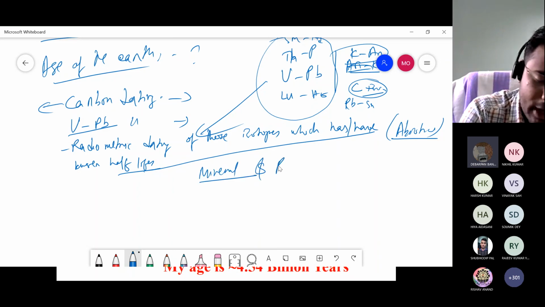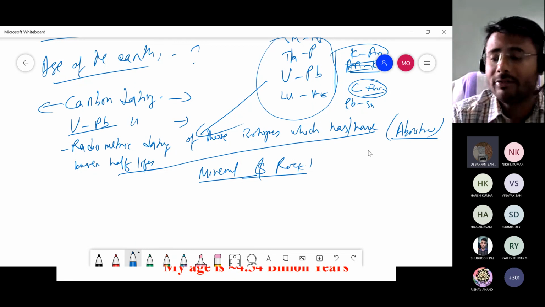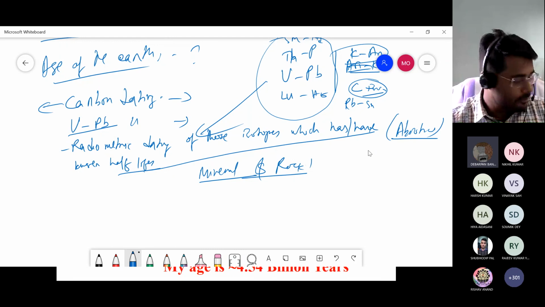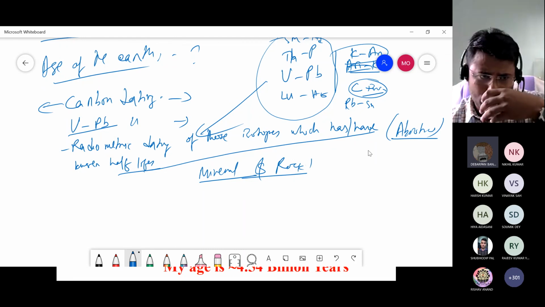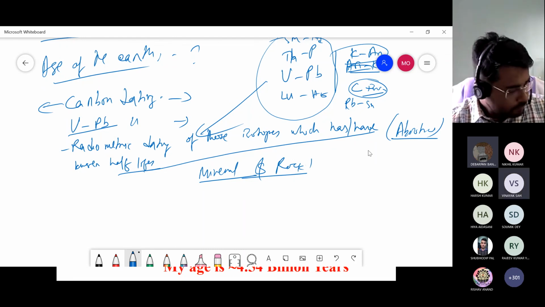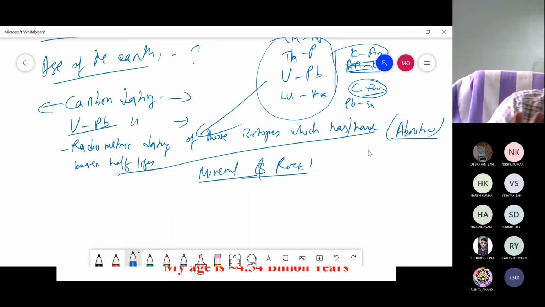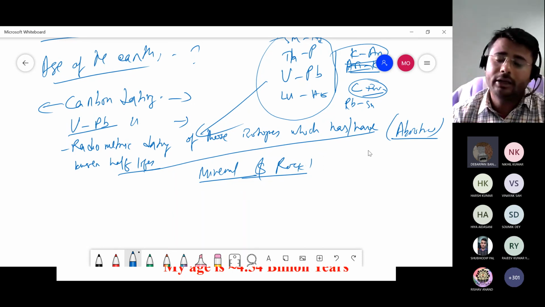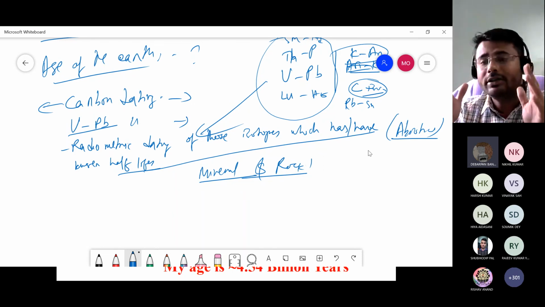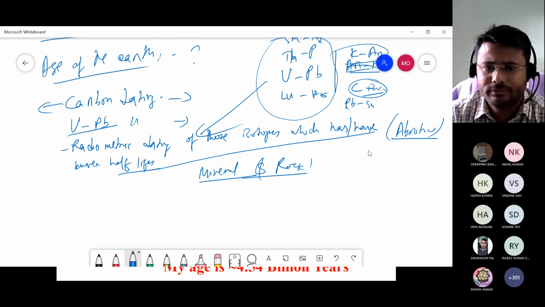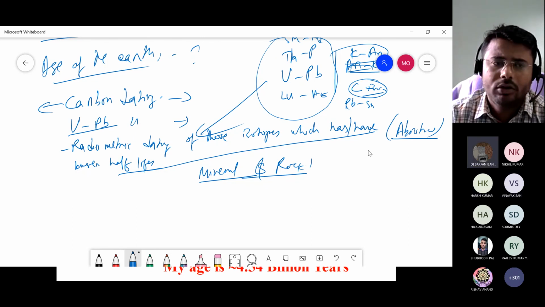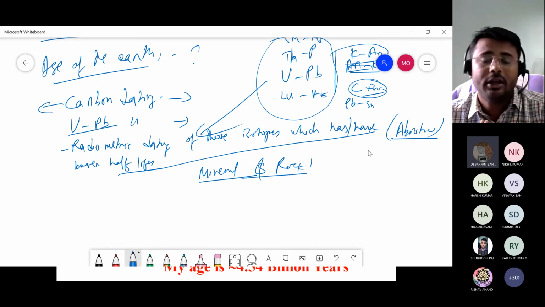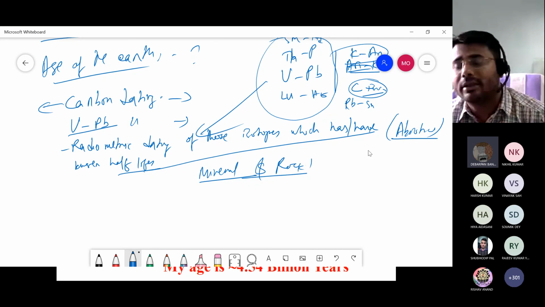Mineral and rock. From your understanding till now, do you think these two terms are different? We'll be discussing this in detail, but as of now, do you think mineral and rock are not the same thing? They are different. Although it may not be possible for you to give the definition, can you make me understand what could be the difference?